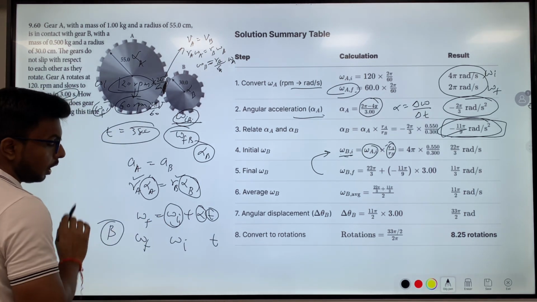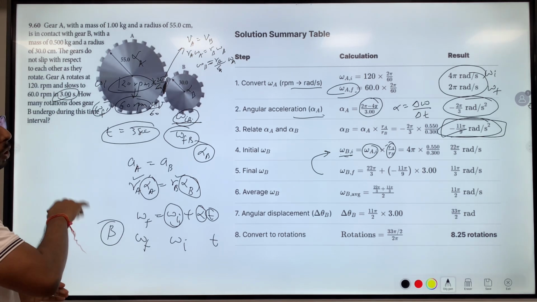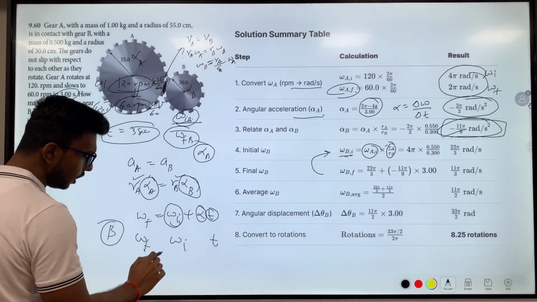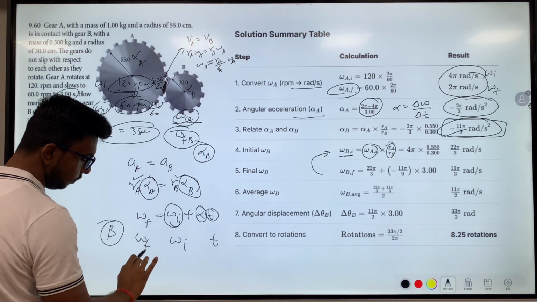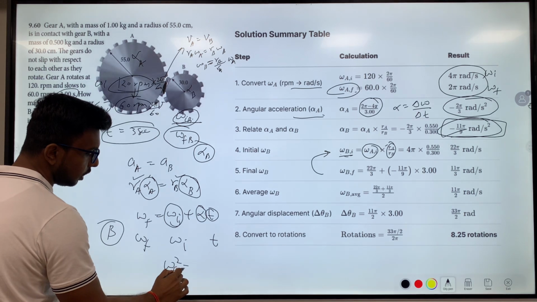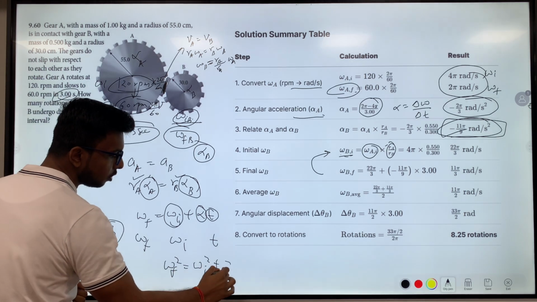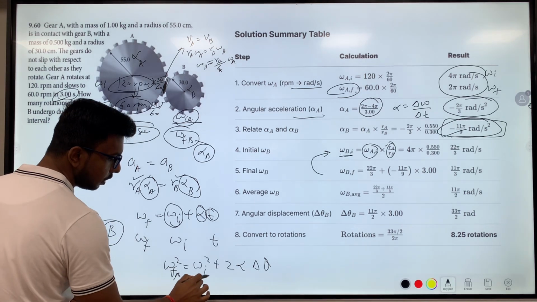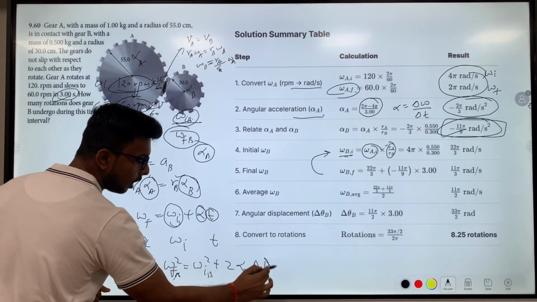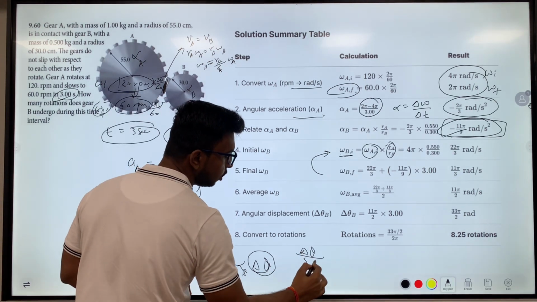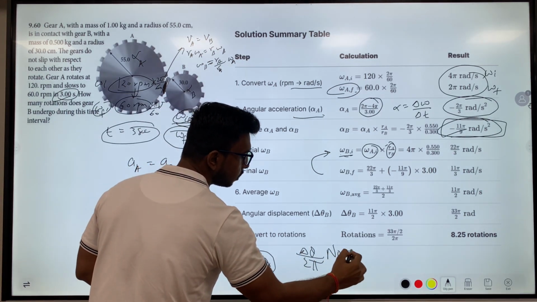All for B. And now you have to find out how many rotations it makes during this particular time period. So I have a relation. If you can find out the angle, we don't even need the time. Omega final squared is equal to omega initial squared plus 2 alpha delta theta. All for B. This is B, this is B, this is also B. I will get the angle. Once I get the angle, if I divide it by 2 pi, I will get the number of rotations.